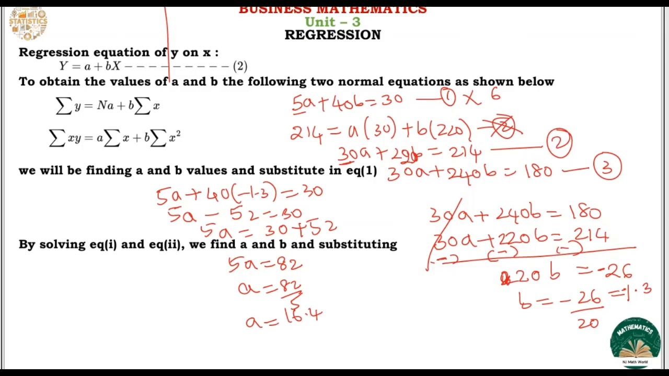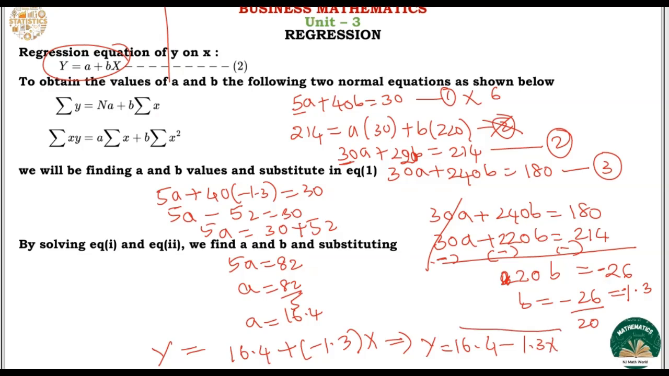Now substitute that in the general equation: y equals a, which is 16.4, plus b, which is minus 1.3 x. That can be written as y equals 16.4 minus 1.3 x. So this is the regression equation of y on x.